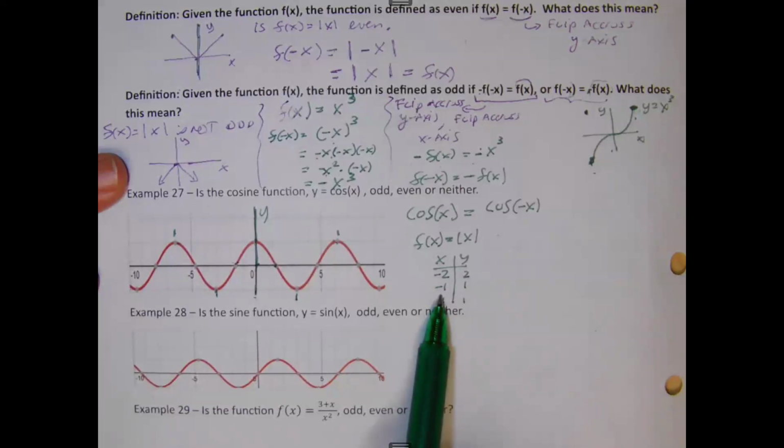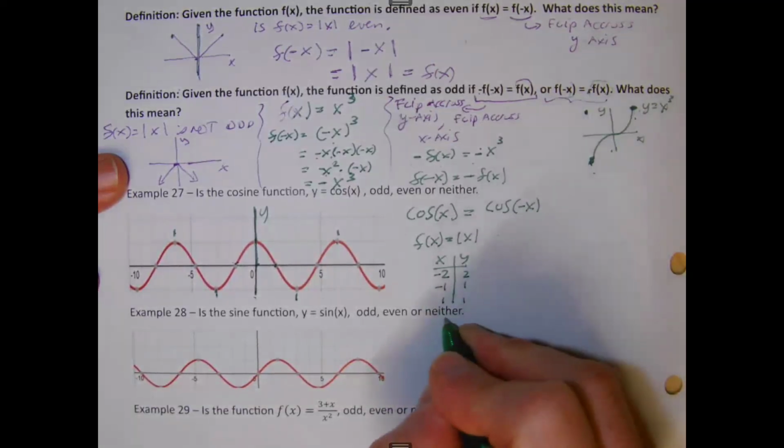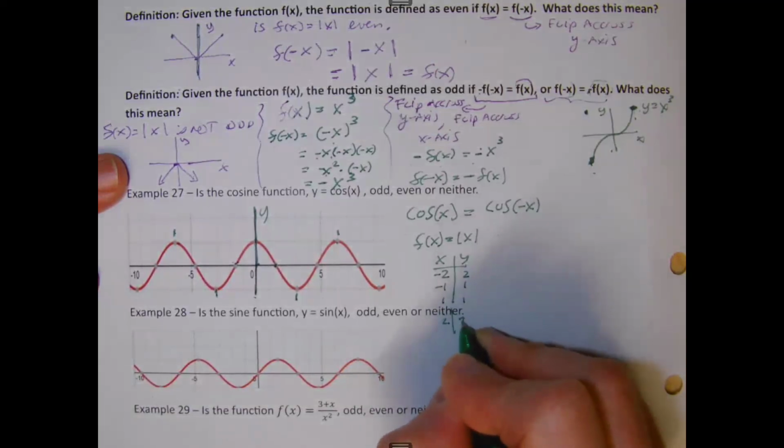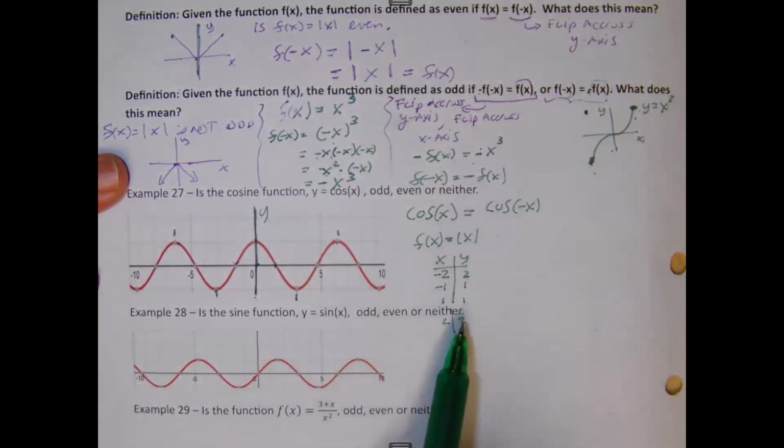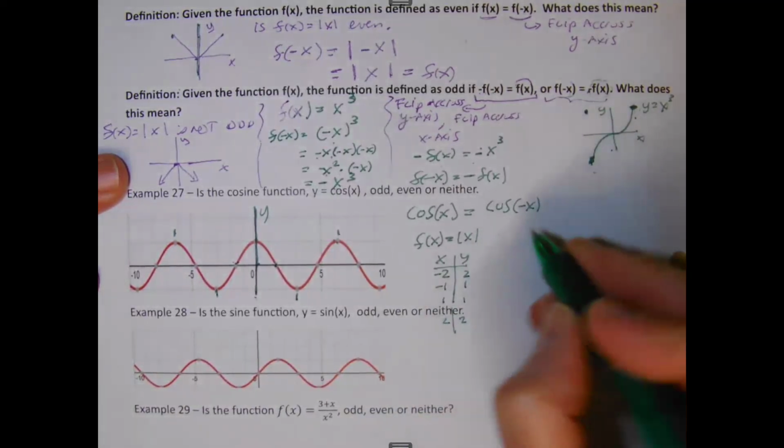Let me do one more here just to make sure we got this. Otherwise, the point is not going to be made. Great. If I enter -1, the absolute value of -1 is 1. Enter 1, you get 1. Enter 2, you get 2. Okay, great. So what am I saying here?